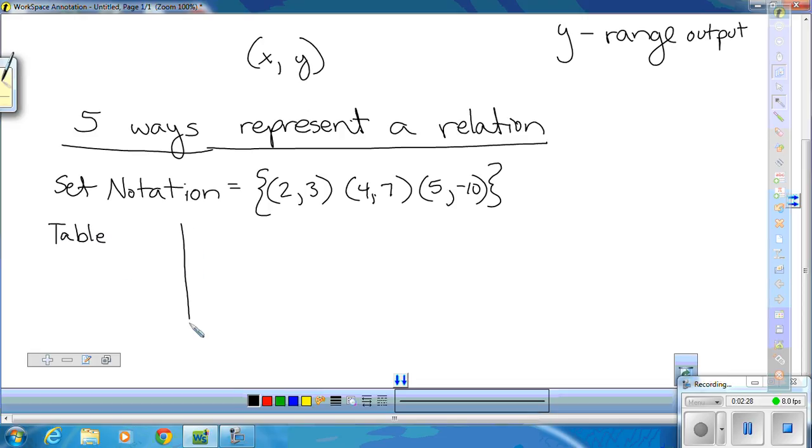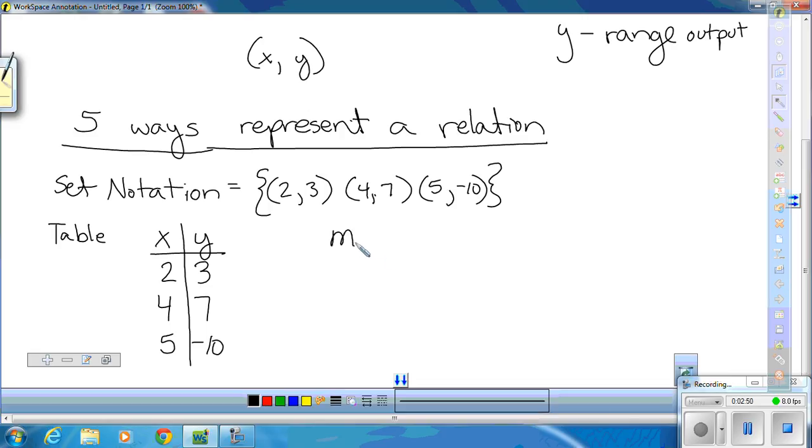Another way is a table. We can put our information in a table. So we have our x and we have our y. Just like doing the set notation, our points go in the table: the x that goes with that y, and the x that goes with that y, and the x that goes with that y. This would be a relation. It's a set of points. It's just a different way of writing that set of points.